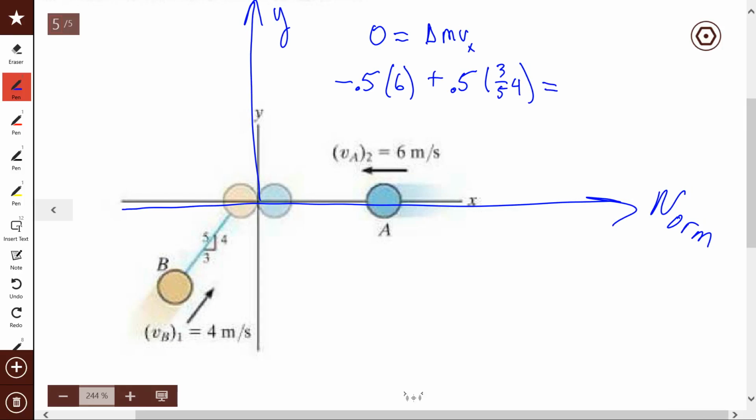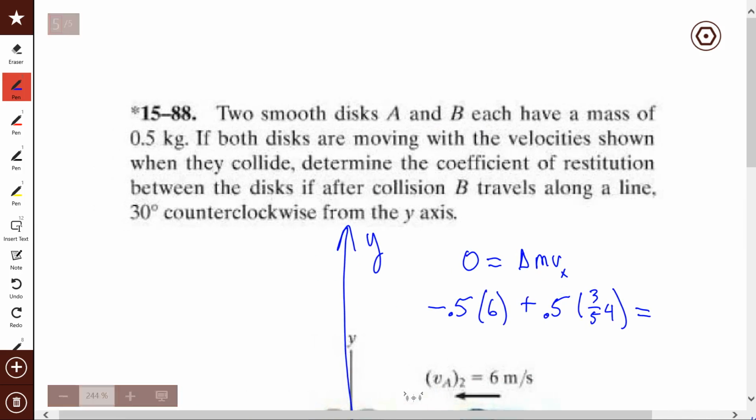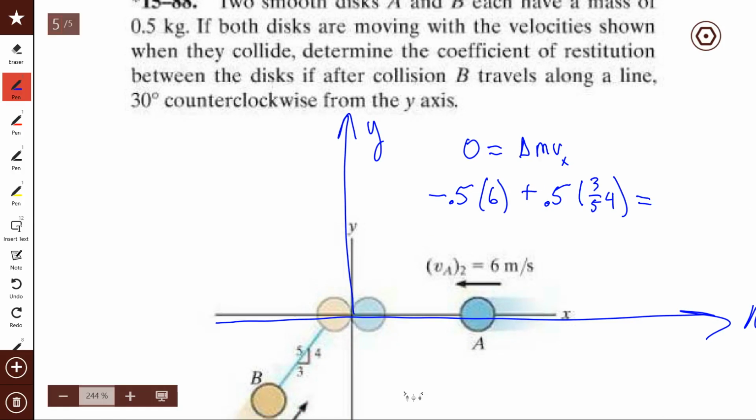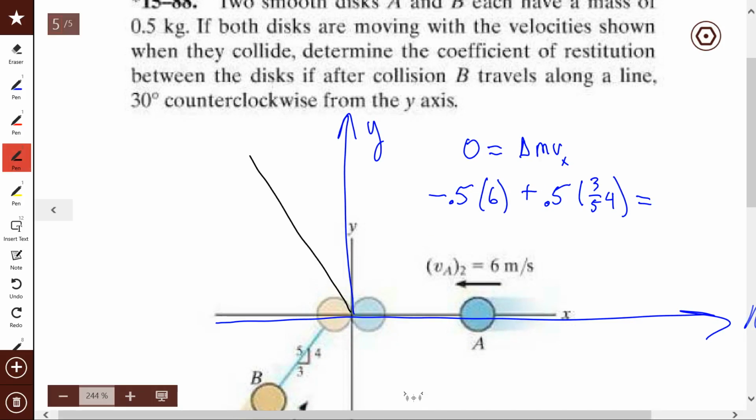Okay, let's go back and read what they were saying. They say that after the collision, B travels along a line 30 degrees counterclockwise from the Y. Okay, I'm going to draw that, because I don't know what they're talking about. They're saying the guy takes off like that, and this angle here is 30 degrees. Isn't that what they're saying?